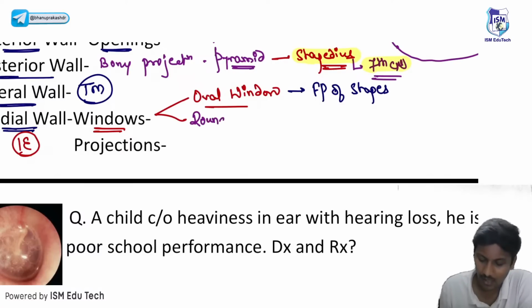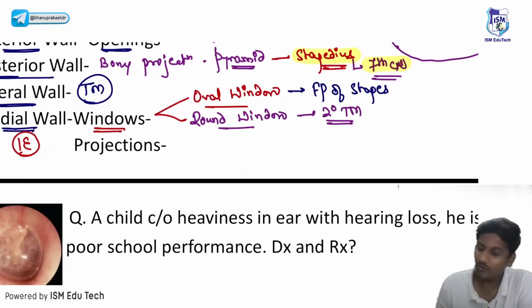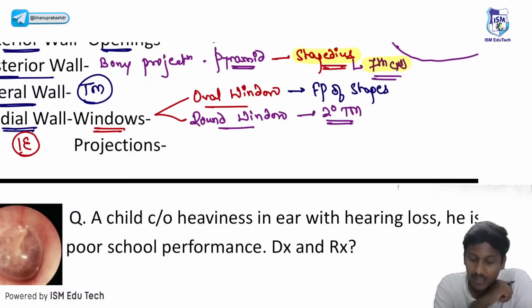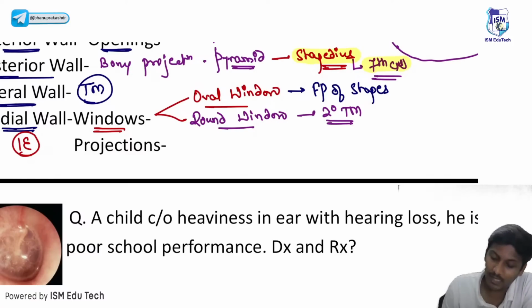And the second is called the round window. This round window is covered by the secondary tympanic membrane or the round window membrane. So please remember the round window is covered by the secondary tympanic membrane or the round window membrane. That is important.